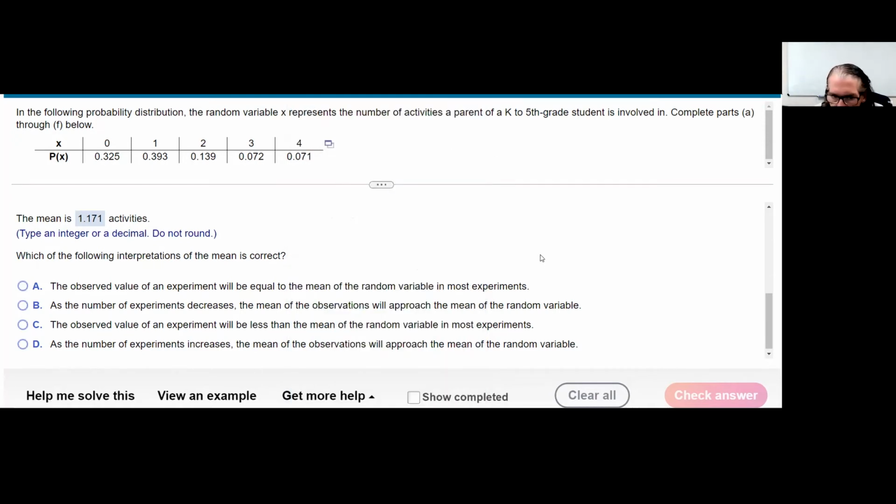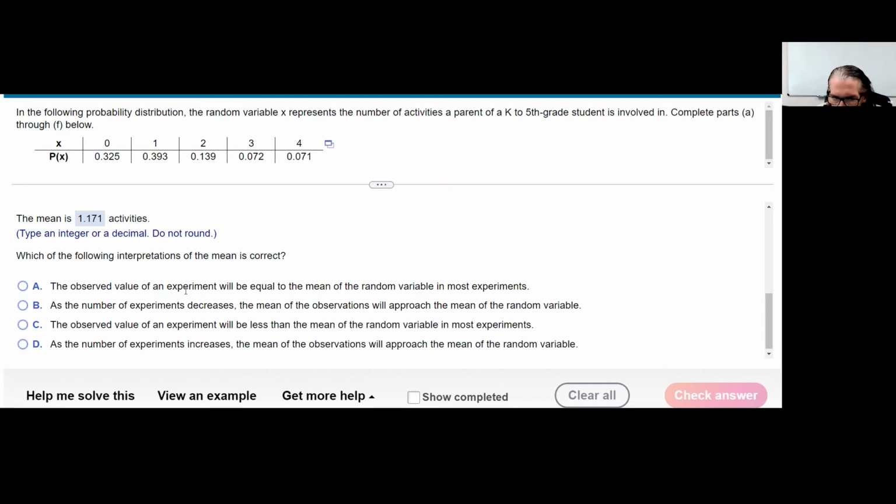Okay, what about the interpretation? Even before I read this, the random variable was representing the number of activities a parent of a K to 5th grader is involved in. So I would expect, on average, 1.171. Obviously, no parent's going to be involved in some portion of activities. You know, how can you be involved in 0.171 of an activity? It's probably going to be something about the law of large numbers here.